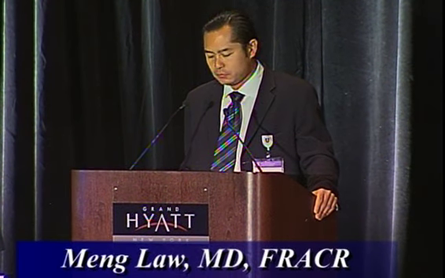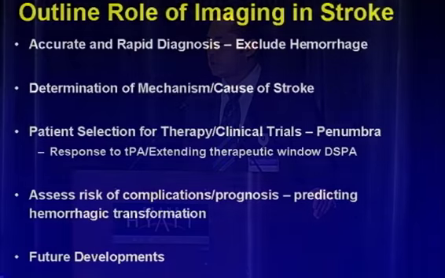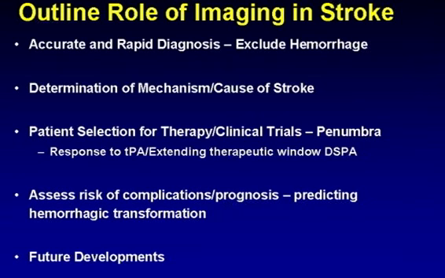So this morning I'm going to try and give you an outline of what we do and what you should try and do in terms of imaging stroke. It'll involve a couple of main headings. What is our job as a radiologist in trying to image stroke? What are the causes of strokes that we can try and image and determine for the neurologist?